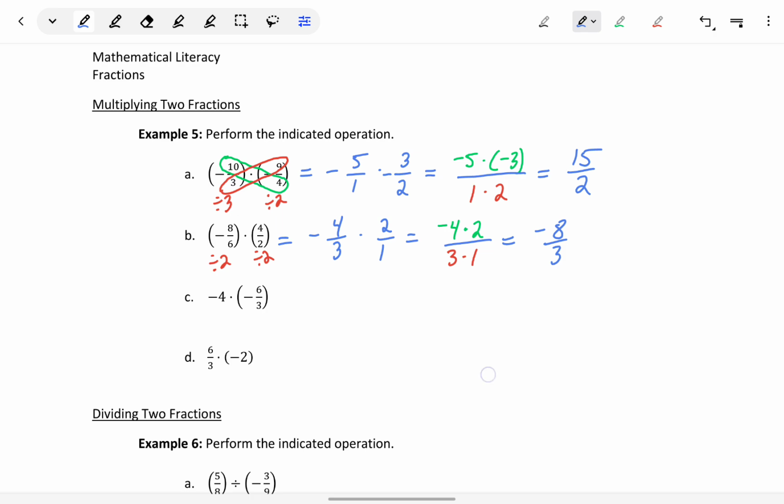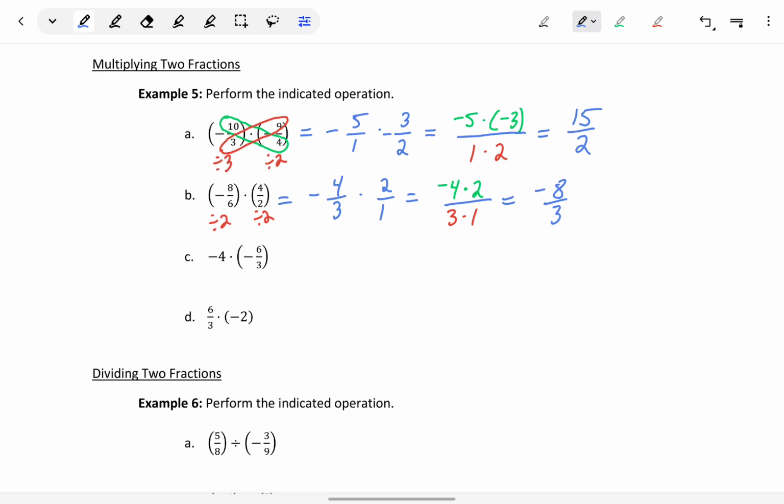In part C, we're multiplying a whole number, an integer, by a fraction. So in this case, the first thing that we need to do is take -4, that integer, and rewrite it as a rational number. -4/1 times -6/3. 6 and 3 are both divisible by 2. So we can rewrite this as -4/1 times, let me go back.